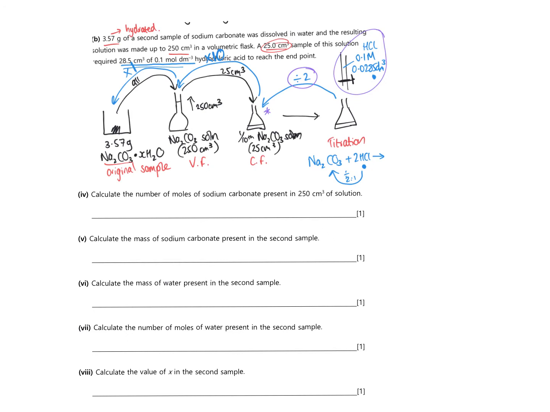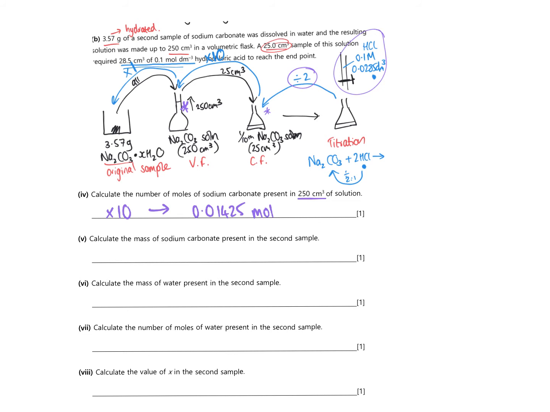Going over to the next page, but I've brought my diagram with me. It says calculate the number of moles present in the 250 centimetres cubed of solution. That's us going back to the volumetric flask. So essentially here we're timesing by 10 because in our titration we only had 25 out of 250. In other words, 1/10 of the moles in our conical flask versus our volumetric flask. Remember, we're working backwards to get the number of moles in the original sample. So times your value from part 3 by 10, and you're going to get 0.01425 moles present in your 250 centimetres cubed of solution.